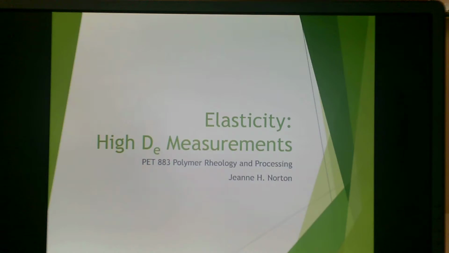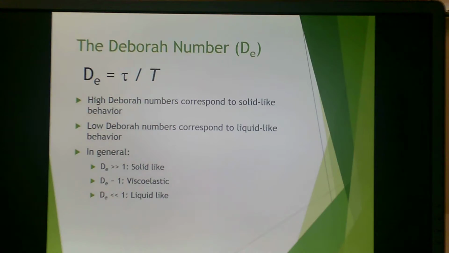Today we will be talking about elasticity, or solid-like materials with high Deborah number measurements for polymer rheology and processing. So to review, the Deborah number, also known as D sub E, is equal to tau over T, where tau is the characteristic time of the material and T is the time of our experiment.